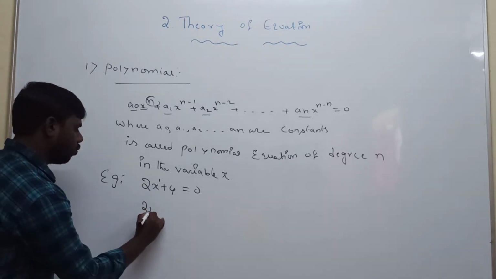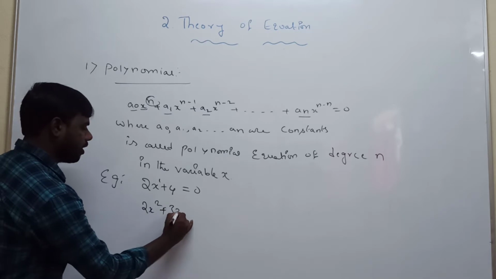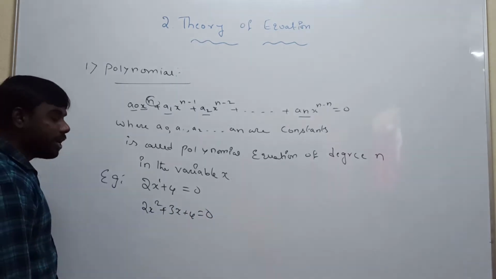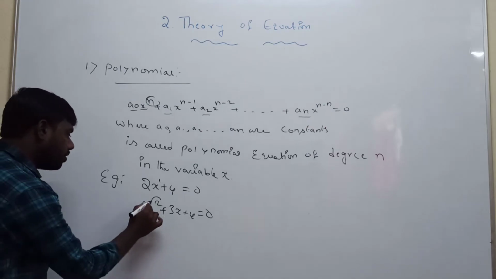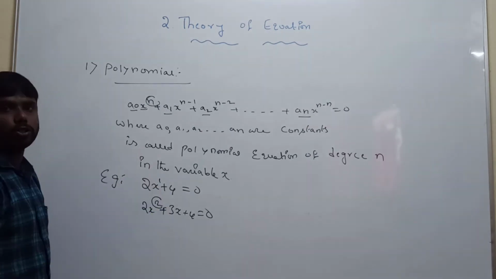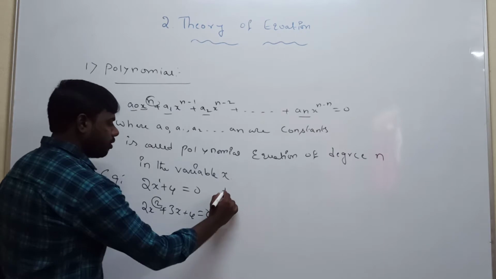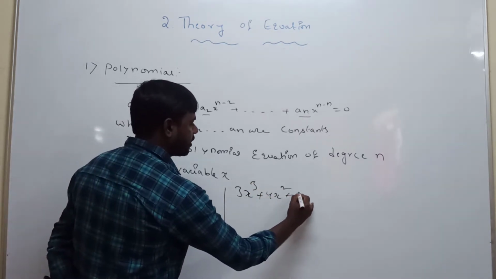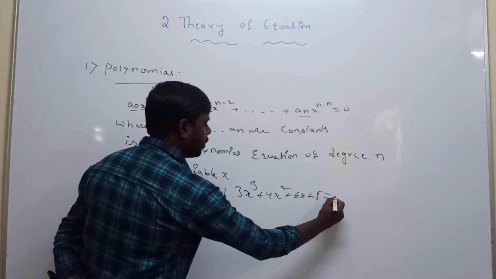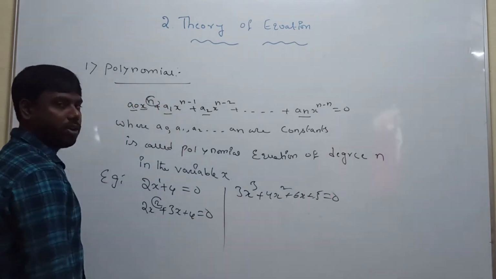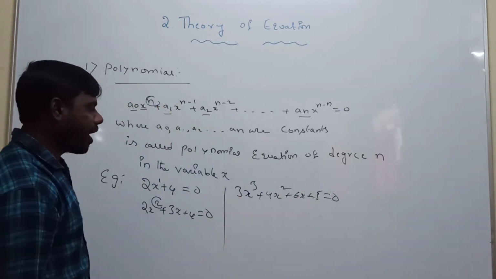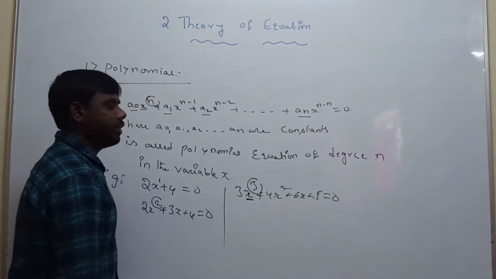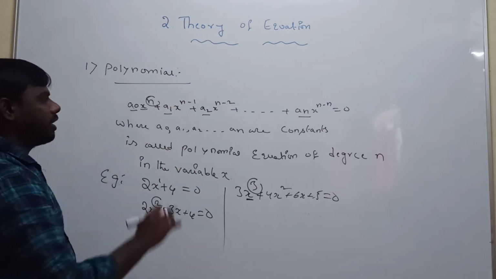The second one is 2x squared plus 3x plus 4 is equal to 0. Here, what is the degree in the variable x? The degree is 2 in the variable x. This is also a polynomial equation. One more equation is 3x cubed plus 4x squared plus 6x plus 5 is equal to 0. It is a polynomial equation. What is the degree in the variable x? The degree is 3. These are called polynomial equations.